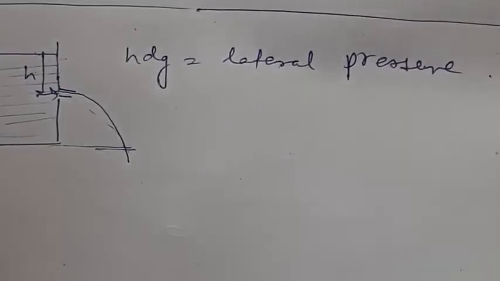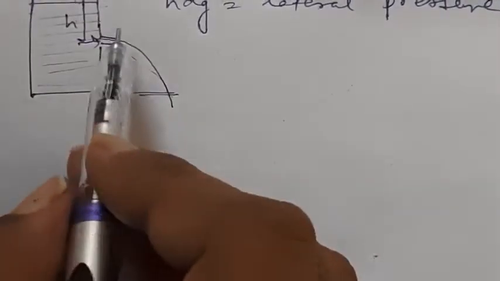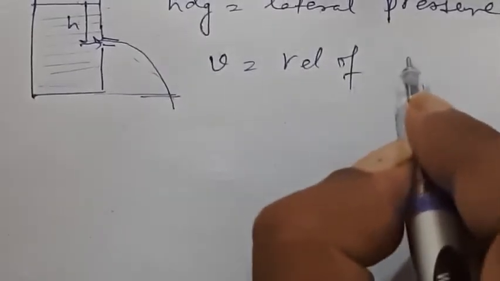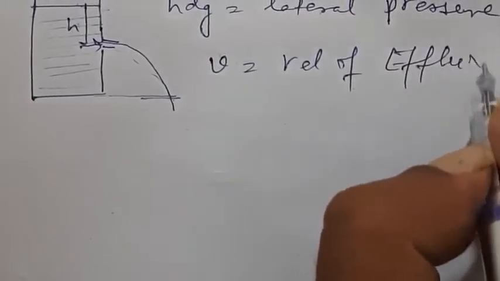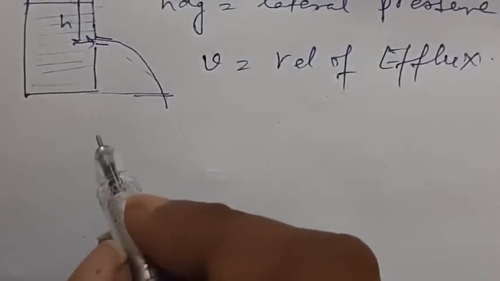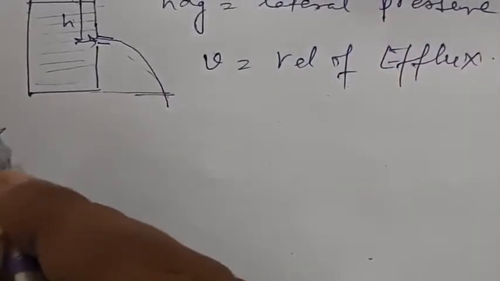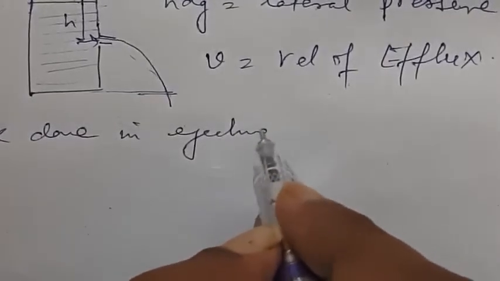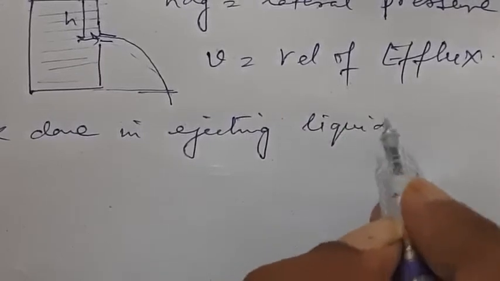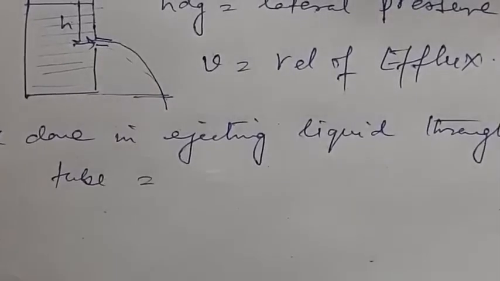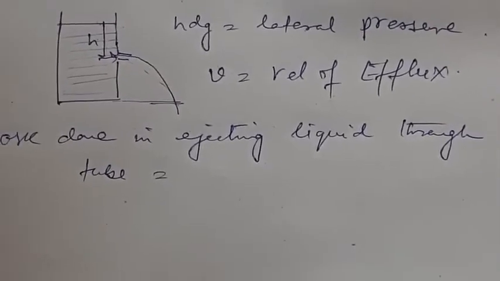Now, how to find the velocity of efflux? The velocity with which this liquid moves out of the hole is known as the velocity of efflux. Now, how to find this? We can say that the work done in ejecting the liquid through the tube. We can write work done in ejecting liquid through tube.